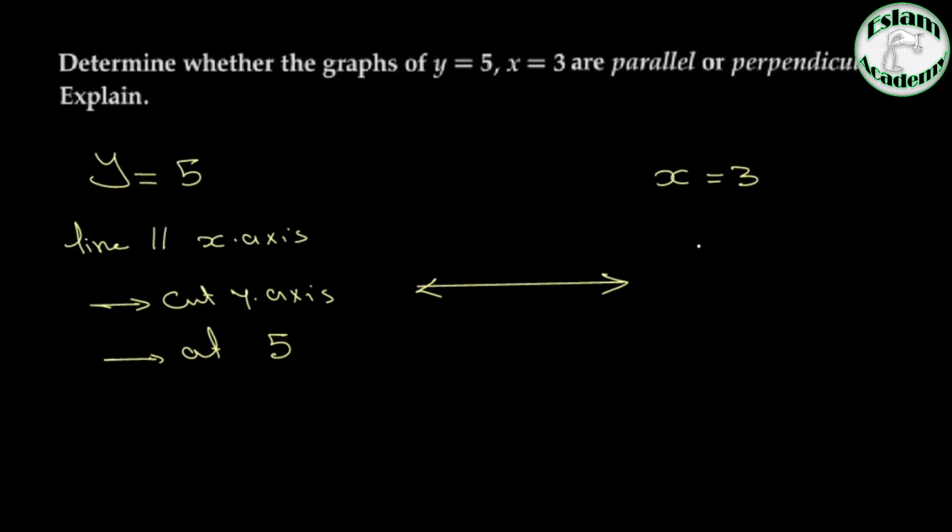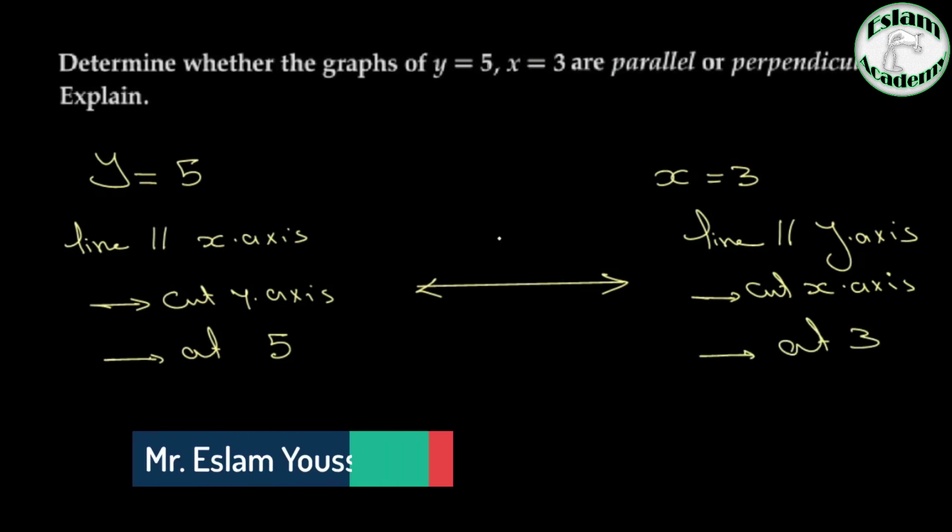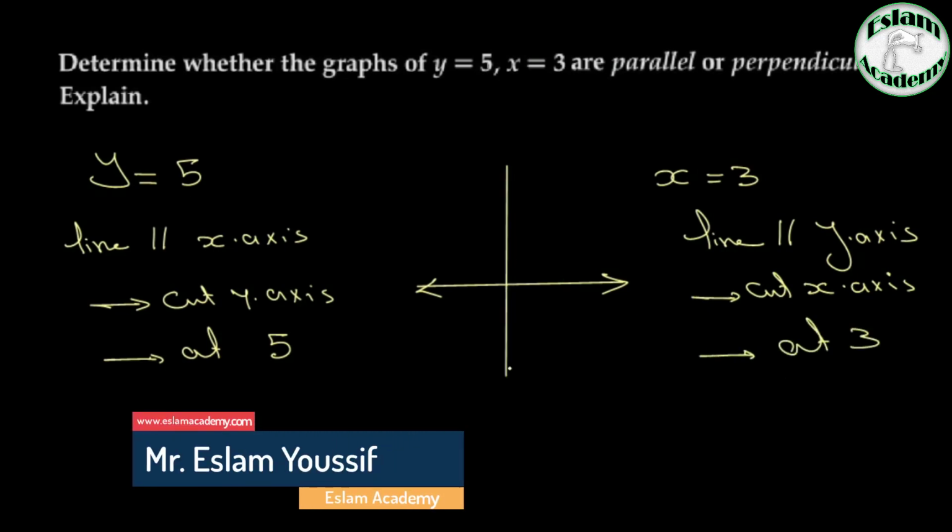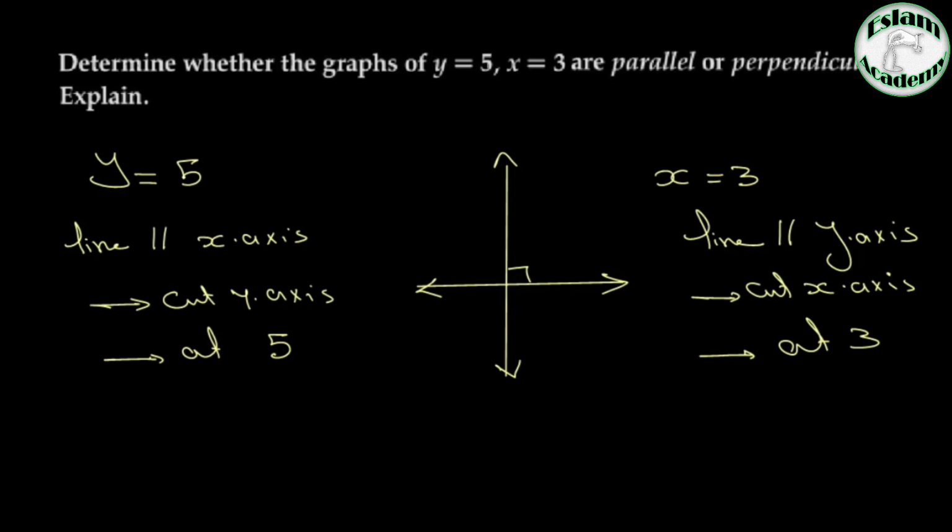For the line x equals 3, it's represented by a line parallel to the y-axis that cuts the x-axis at the point 3, so it's a vertical line. For any vertical line and horizontal line, the two lines are perpendicular. So y equals 5 and x equals 3 are perpendicular lines.